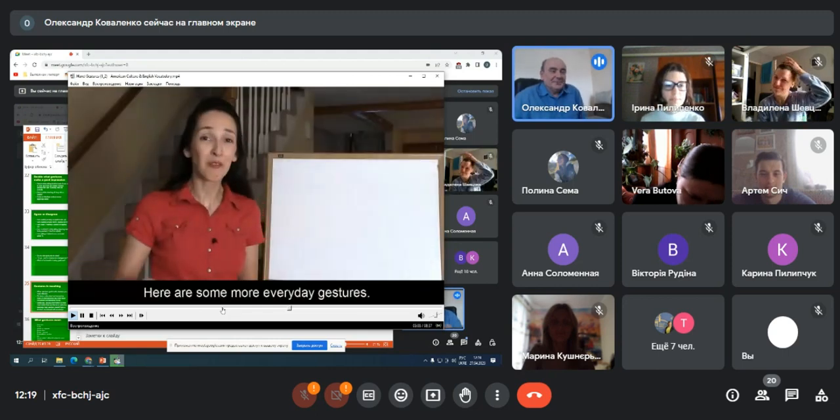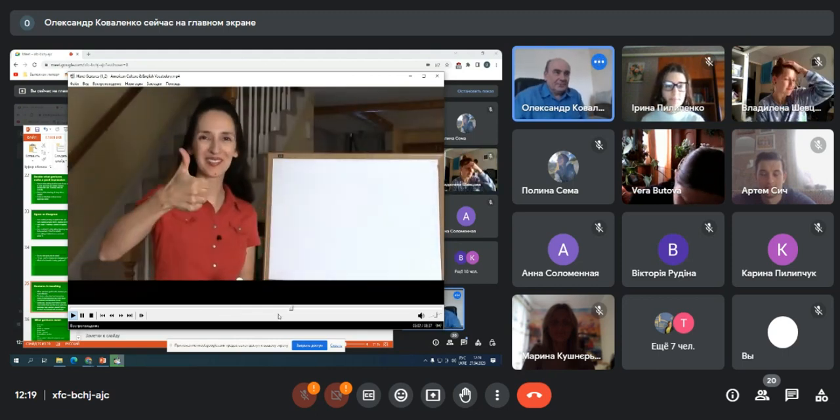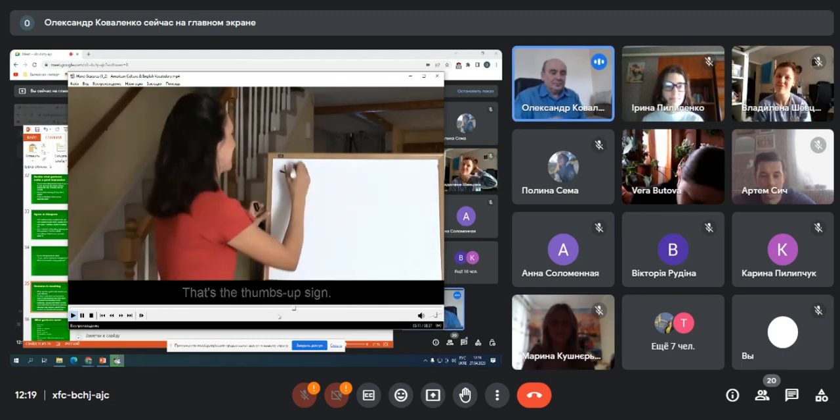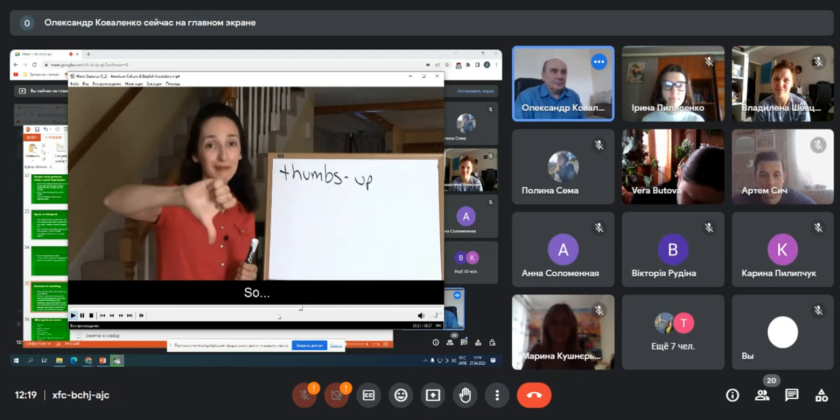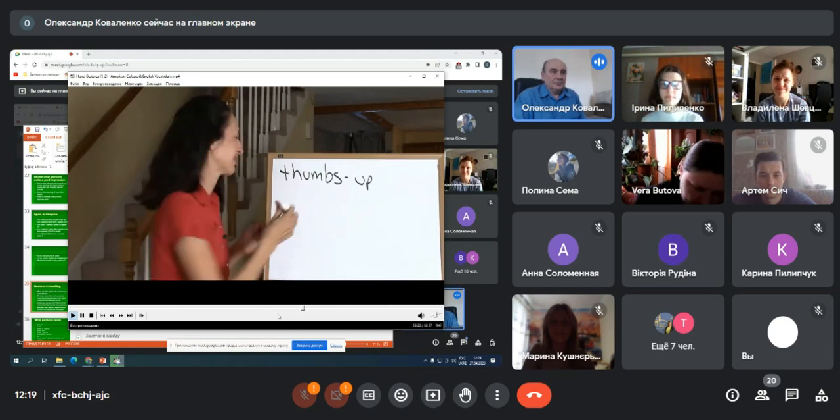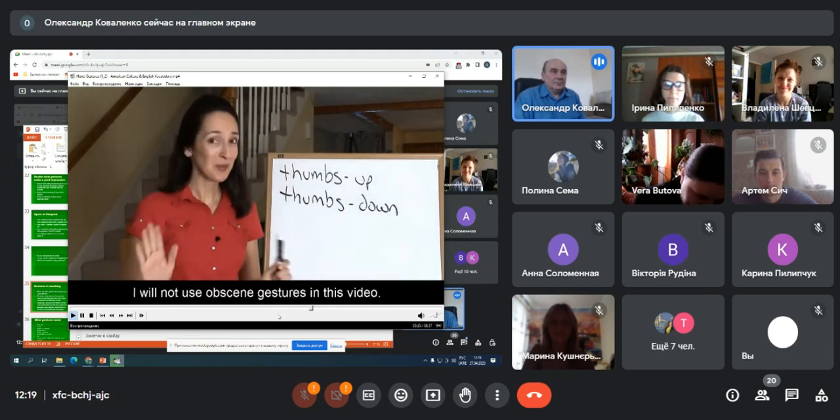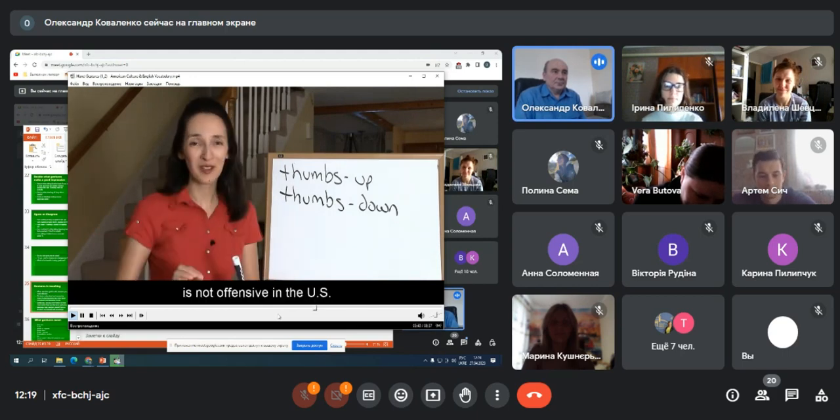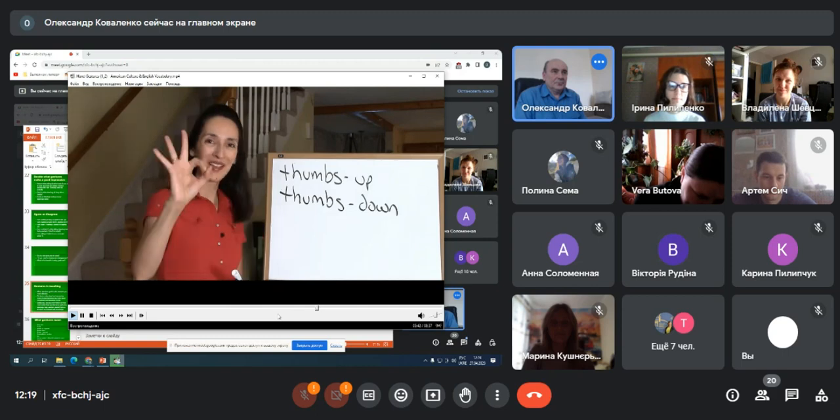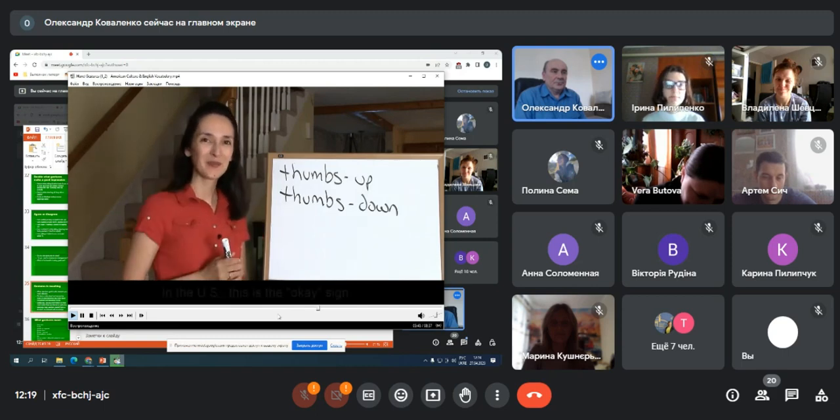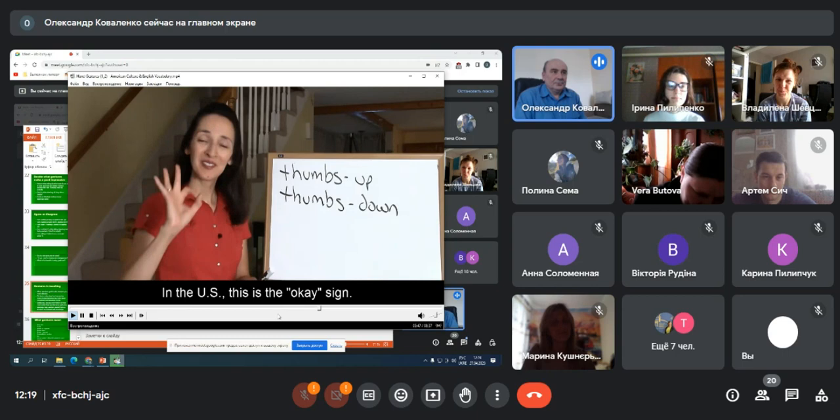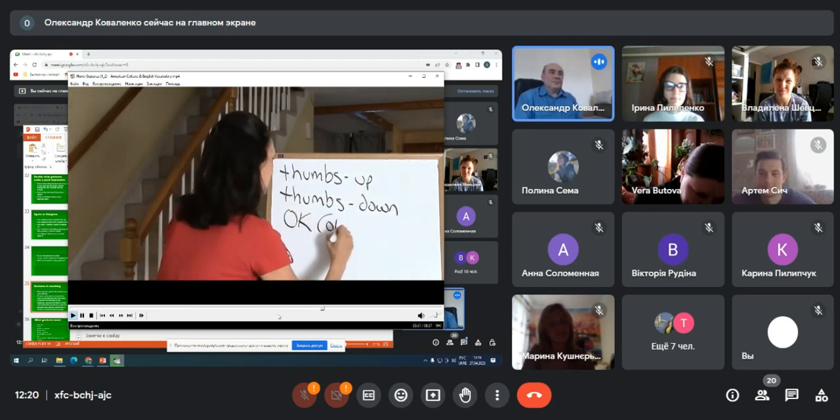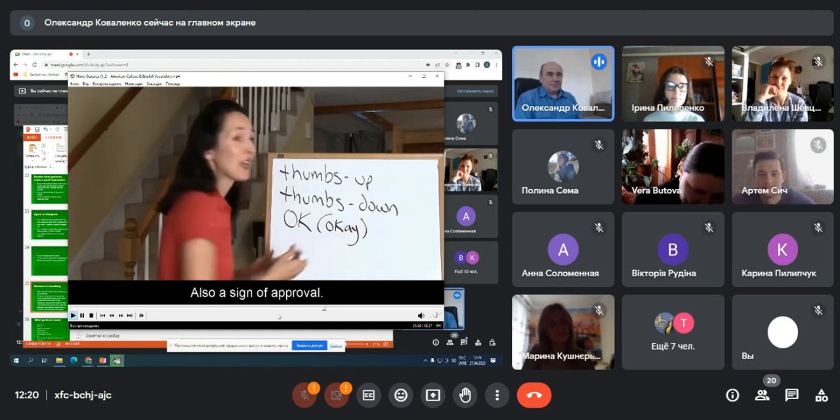Here are some more everyday gestures. That's the thumbs up sign. That's the thumbs down. I will not use obscene gestures, and this is not offensive in the US. In the US, this is the OK sign. Also a sign of approval.